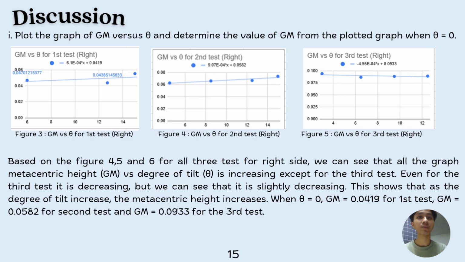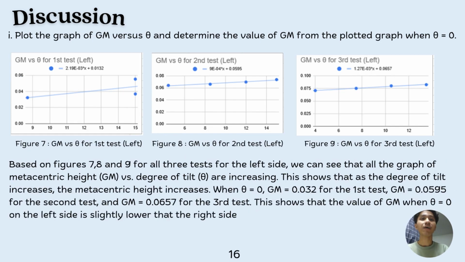we can see that in all the graphs of metacentric height, the degree of tilt is increasing except for the third test. Even for the third test, it is decreasing, but only slightly. This shows that as the degree of tilt increases, the metacentric height increases. And when theta is equal to 0, GM is equal to 0.043 for the first test, 0.061 for the second test, and 0.09 for the third test.